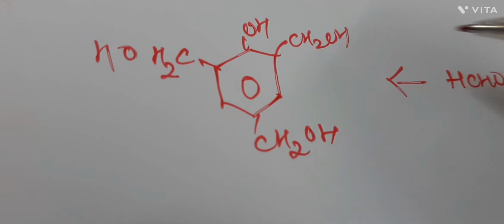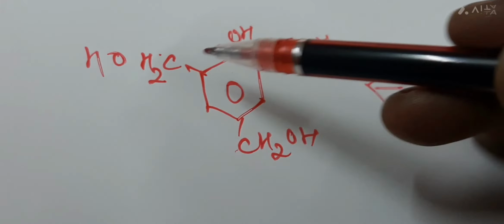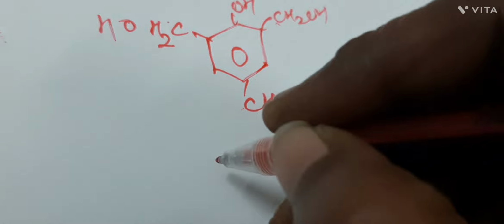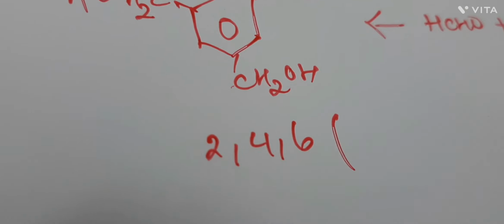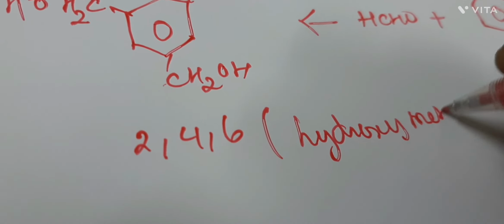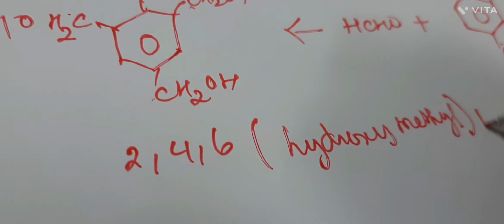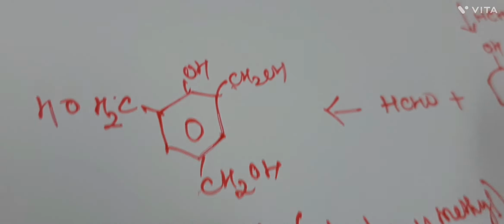Okay, so this is also known as 2,4 because CH2OH is in the second position and in the fourth position. OH is in the first position. So 2,4 dihydroxymethylphenol. Then which on treatment with formaldehyde will give you 2,4,6 trihydroxymethylphenol. We have to write a tri actually. Okay, so trihydroxymethylphenol. And trihydroxymethyl should be given in the bracket.